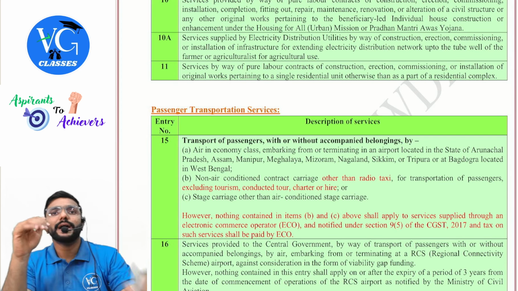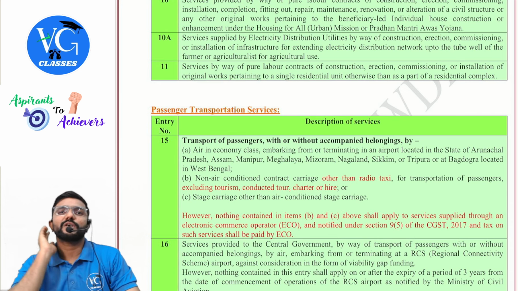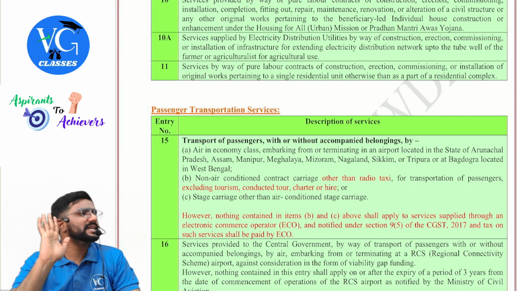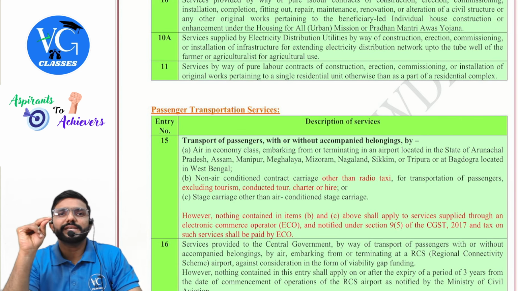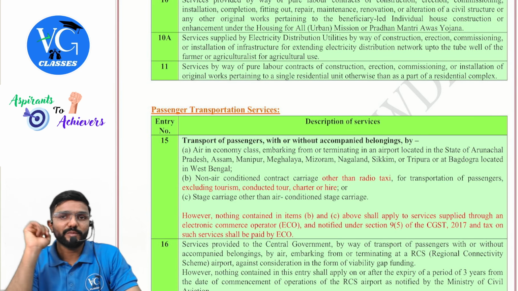Now listen, I have to construct a house for me. I have given a contract to one of the contractors. I will buy all the items and give it to him. He will just provide construction service. Is it exempt for him? Yes, 100% exempt.